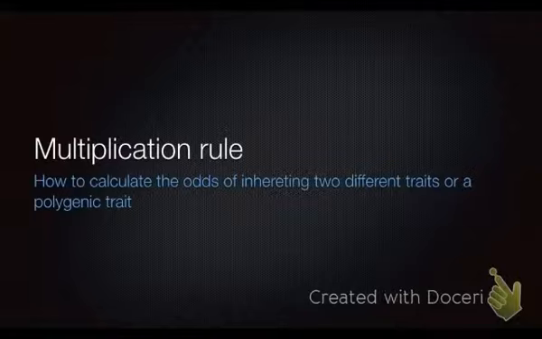But if you're okay with those, then I'm going to show you how to do the multiplication rule, and this will help you when you're trying to figure out the odds of inheriting two different traits in one individual, or a polygenic trait, which includes most of the traits that you can observe in a human, like height or skin color or eye color or hair color, which is why we get this wide variation in the types of those traits that we see. So let me give you an example problem.